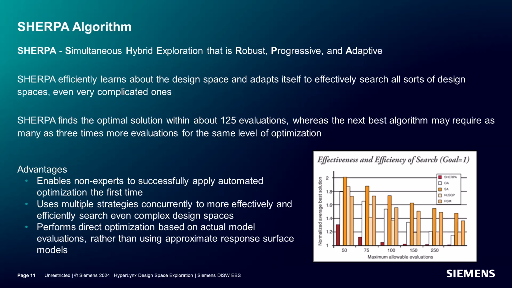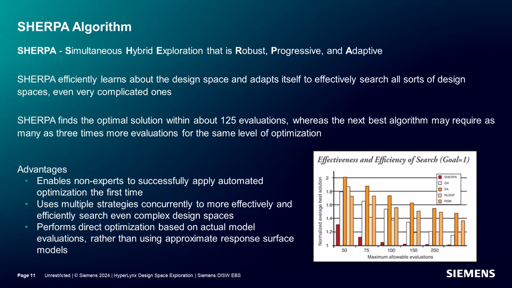SHERPA is a direct optimization algorithm in which all function evaluations are performed using the actual model as opposed to an approximate response surface model. All of the parameters within SHERPA are tuned internally, so there are no attributes to define for this method, except for the number of evaluations you wish to perform.